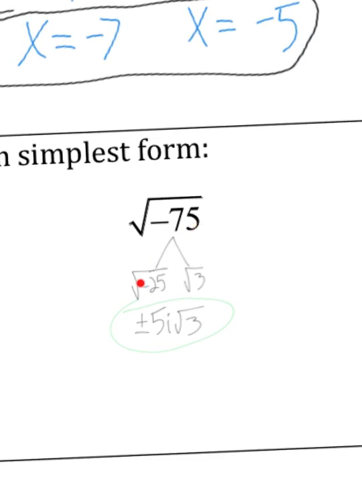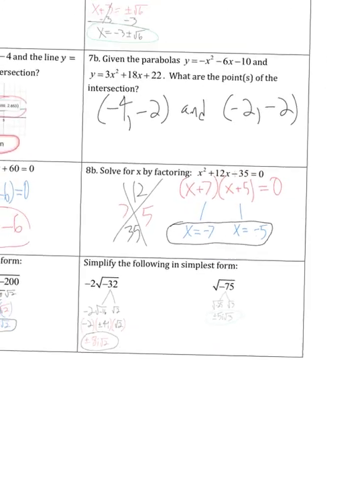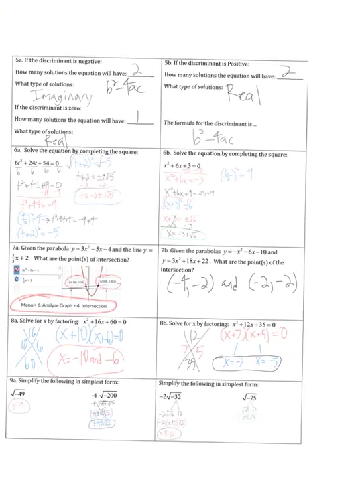75. Well, you can say that that's -25 times 3, the square root of -25 times the square root of 3. The square root of -25 is plus or minus 5i. The square root of 3 just stays alongside there. So the final answer is plus or minus 5i times the square root of 3. Alright, almost done.